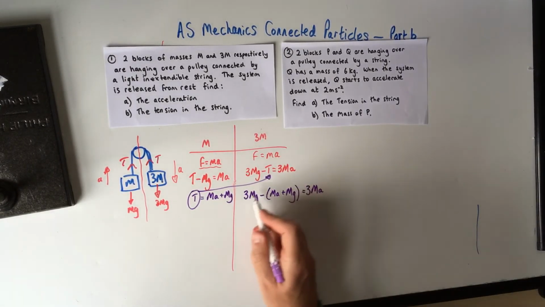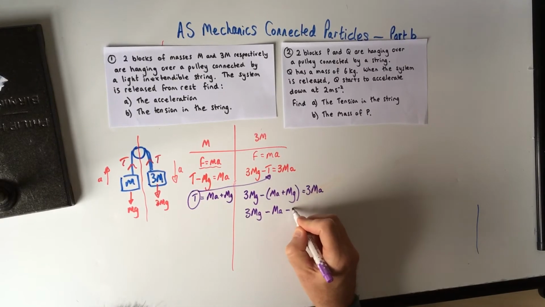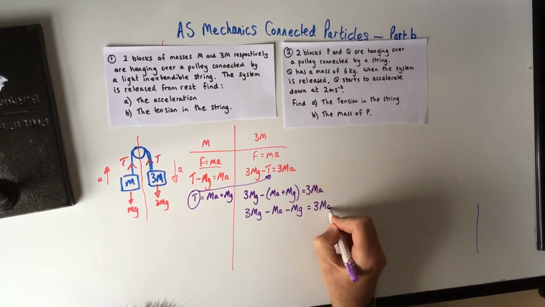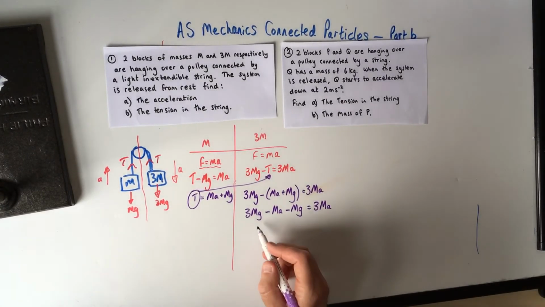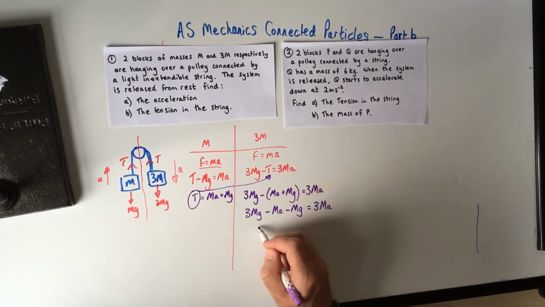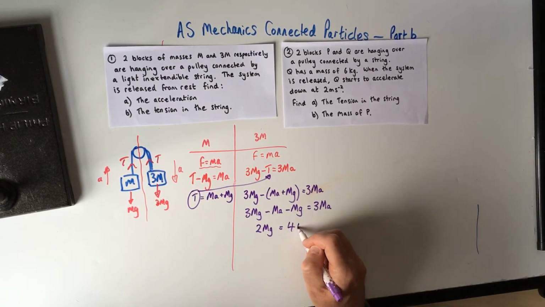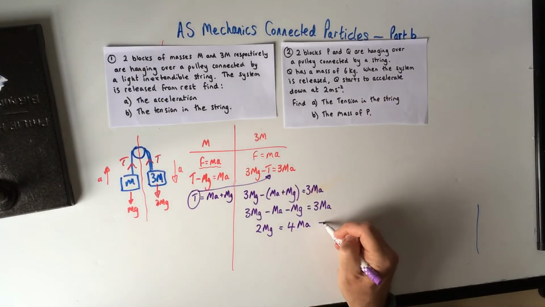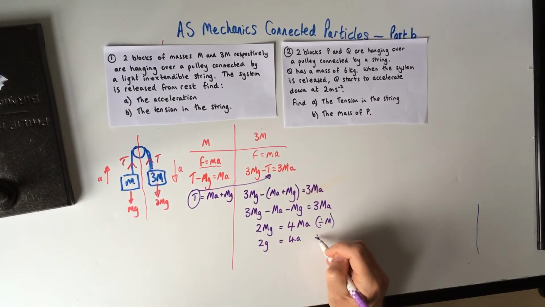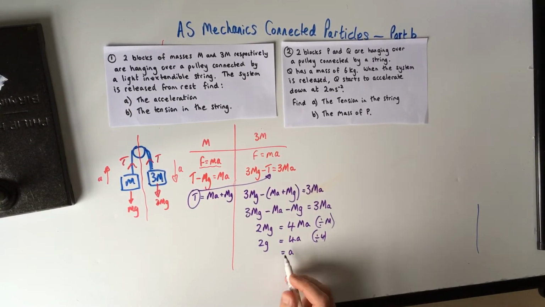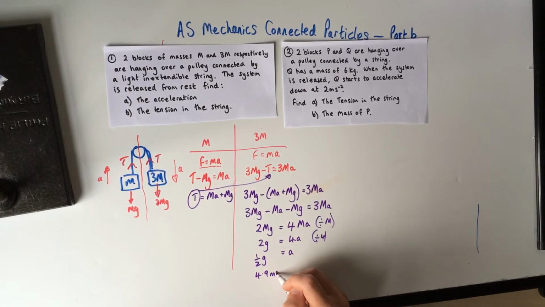Okay, so let's work this out now. So we've got 3mg minus all of that, so minus the ma minus the mg is equal to 3ma. Now those m's are all the same, aren't they? And I can simplify it here. I can just divide through by m straight away, but I'm just going to simplify it and go 3mg minus mg is 2mg, and I'm going to add ma to both sides, so I get 4ma on that side. I'm going to divide through by m now, so I get 2g is equal to 4a, and I'm going to divide by 4 both sides, and I get the acceleration is 2g over 4, which is a half g. And we know that g is 9.8, so 4.9 meters per second squared.